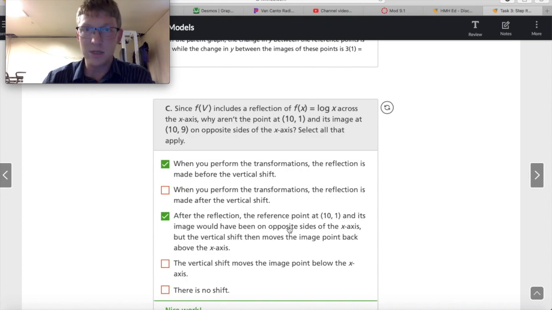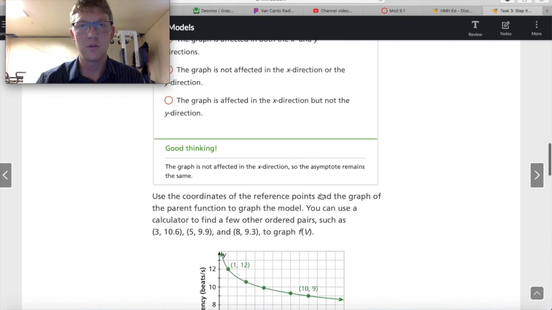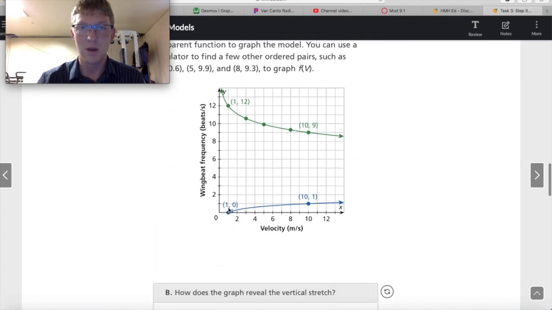Then after the reflection, the reference point at 10.1 and its image would be on opposite sides of the x-axis, but the vertical shift then moves the image point back above the x-axis. So again, that's what they're kind of talking about. This gets flipped around the x-axis, but then gets moved up. So like this reference point would be flipped around here, but then is moved up.